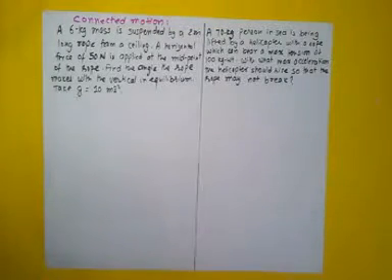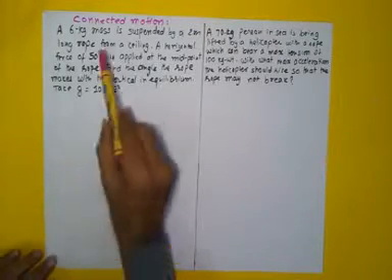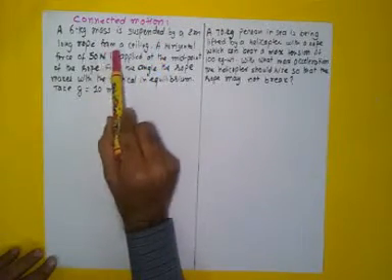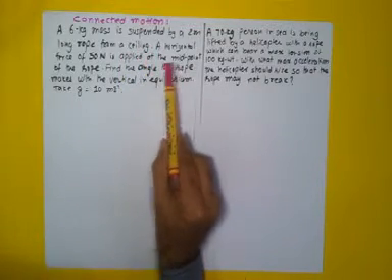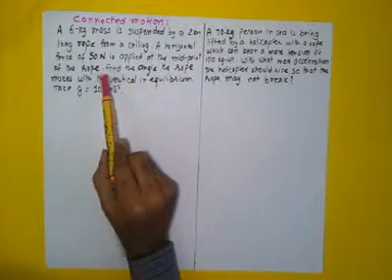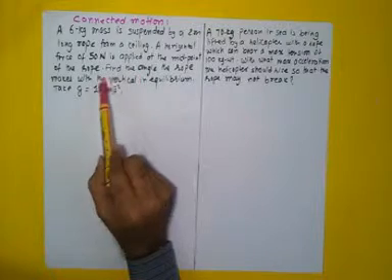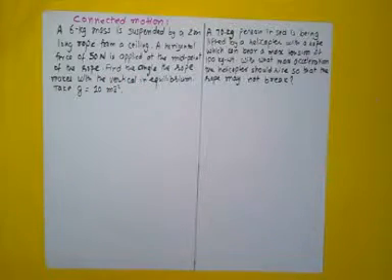I'm doing two more numericals on connected motion. Let us begin with the first one. A 6 kg mass is suspended by a 2-meter long rope from a ceiling. A horizontal force of 50 Newton is applied at the midpoint of the rope. Find the angle the rope makes with the vertical in equilibrium.